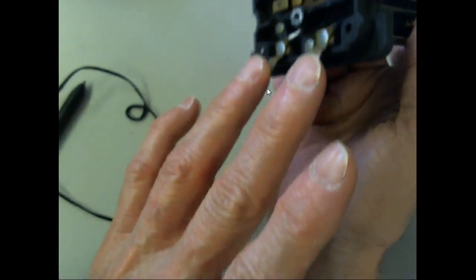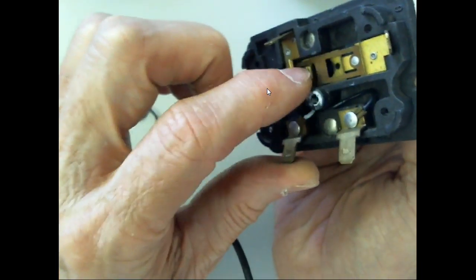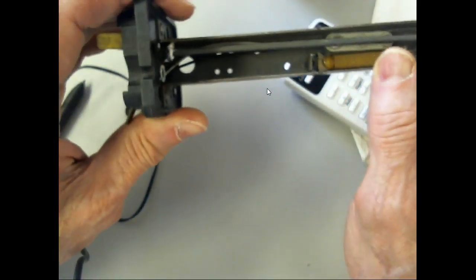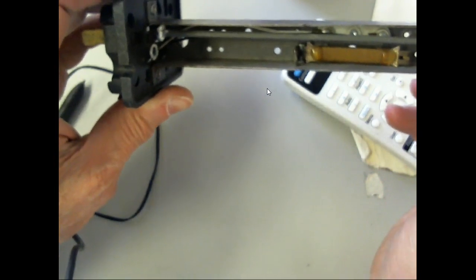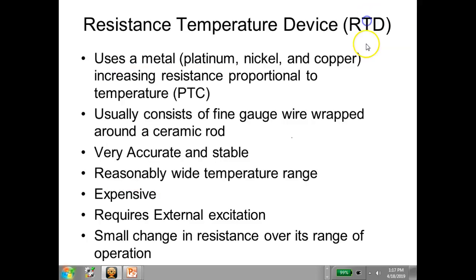So the RTD comes back to these guys. This would go to the control circuit of my heater, and then this would be the actual contact that would make or break depending on what's going on with this bimetallic strip right here. So that unit has both an RTD in it, and it also has a bimetallic strip.